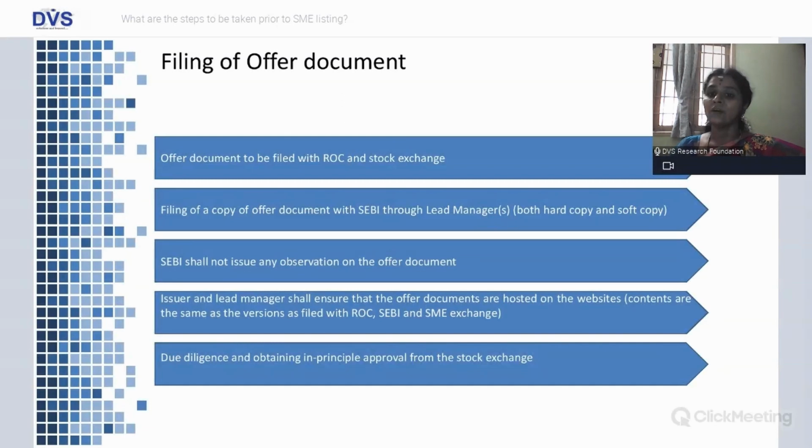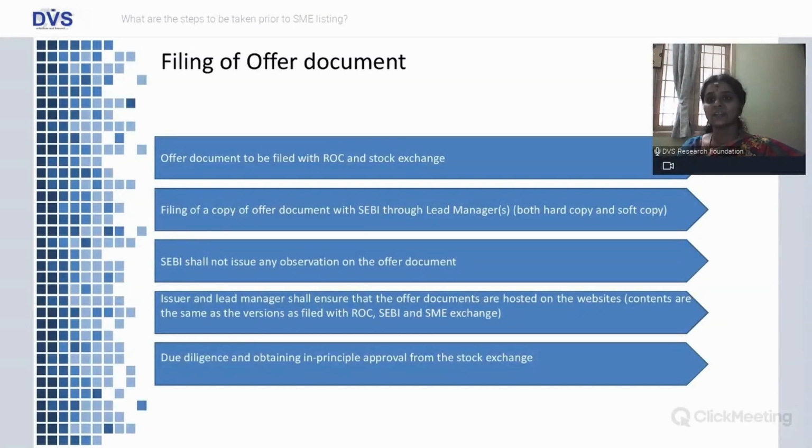Because why? For any other listing, you may have to wait for the board to give the in-principle nod. But here, you just wait for the in-principle nod from the respective exchanges. You need not wait for the board to give its observation on the offer document. And the issuer and lead manager shall ensure that the offer document is posted on the website. So Reg 246 talks about how you are going to disseminate this information to the public.